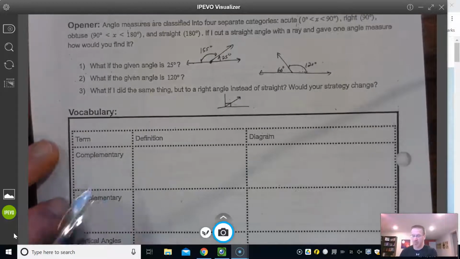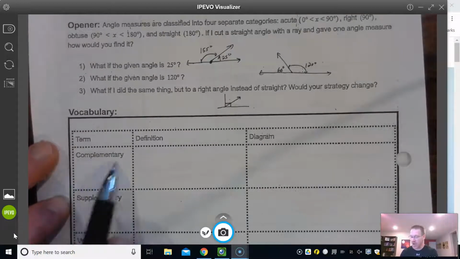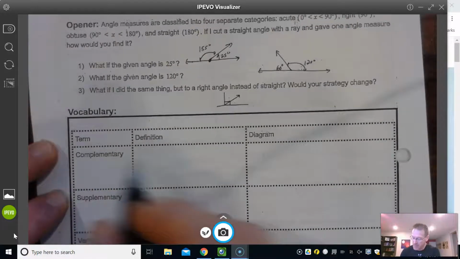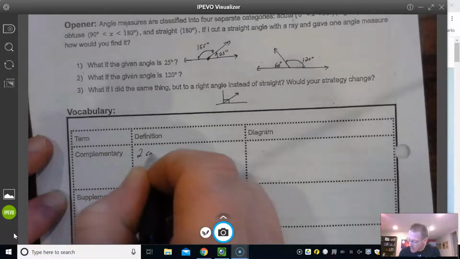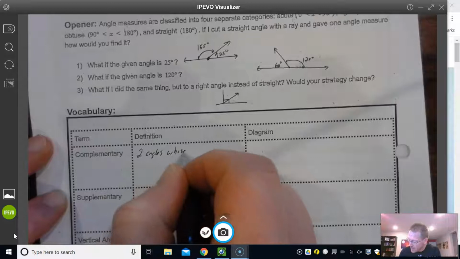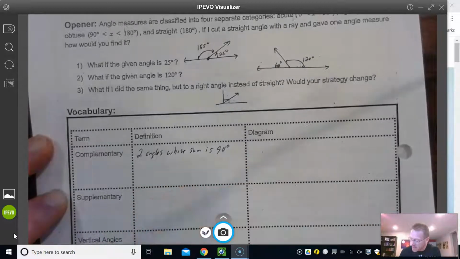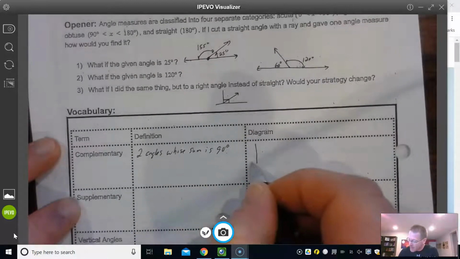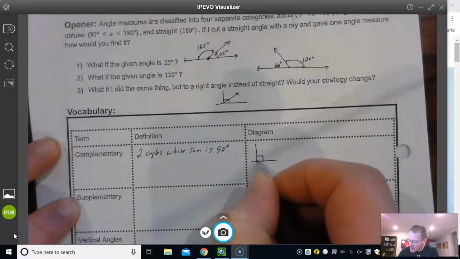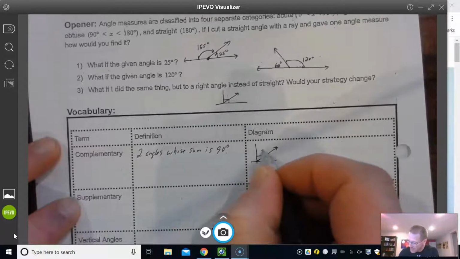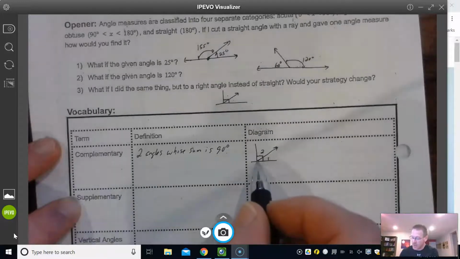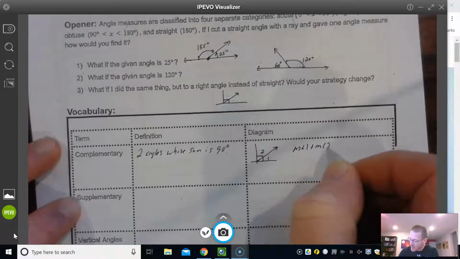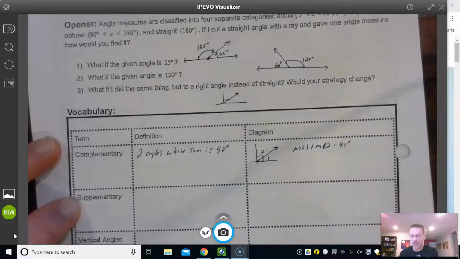Now we're going to introduce two specific terms here, complementary and supplementary. That is talking about what two angles add up to be. So the definition of complementary is two angles whose sum is 90 degrees. Once again, this would be a diagram for that. They could be what we call adjacent angles. I'm just going to label this angle 1, angle 2. Adjacent angles mean they share the same vertex and a common ray. So we know the measure of angle 1 plus the measure of angle 2 has to equal 90 degrees in that picture.